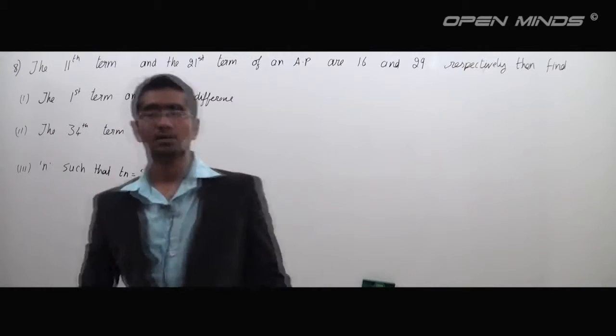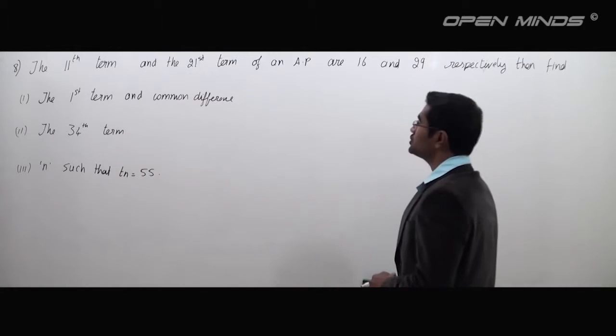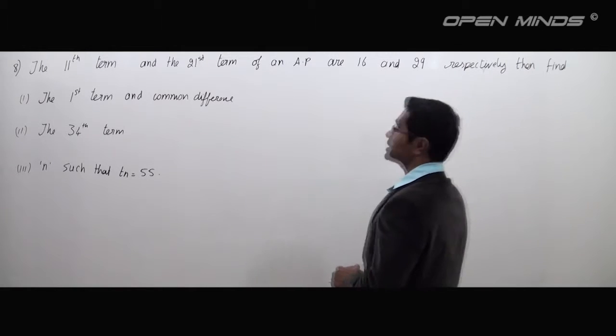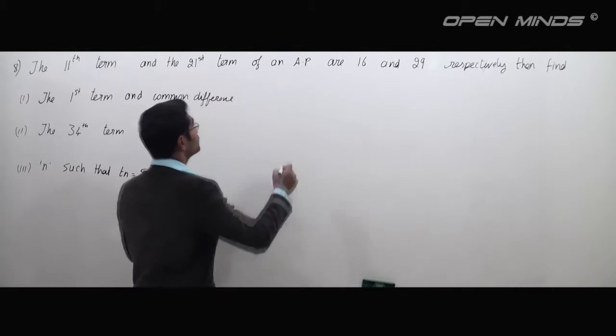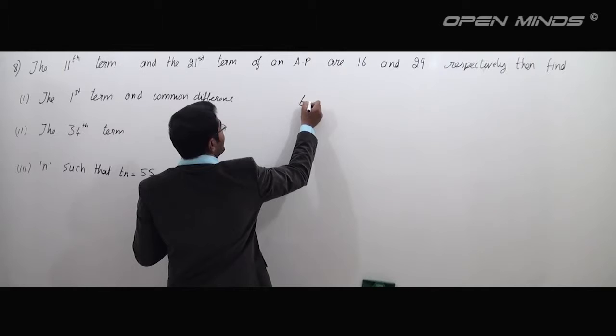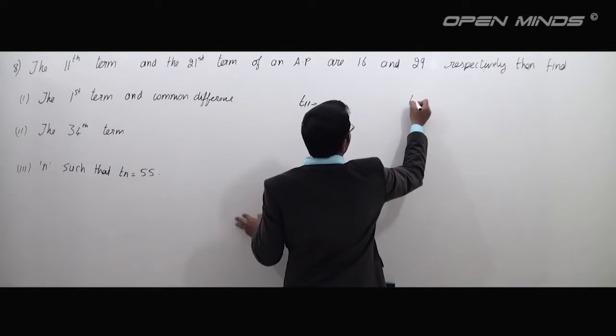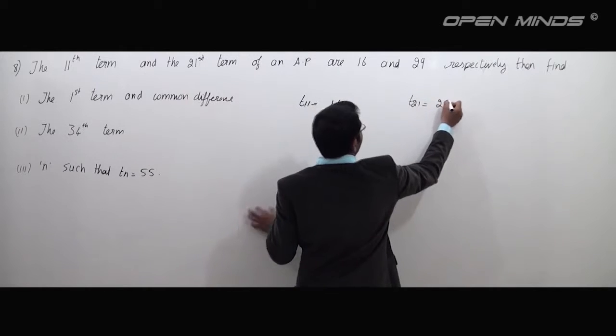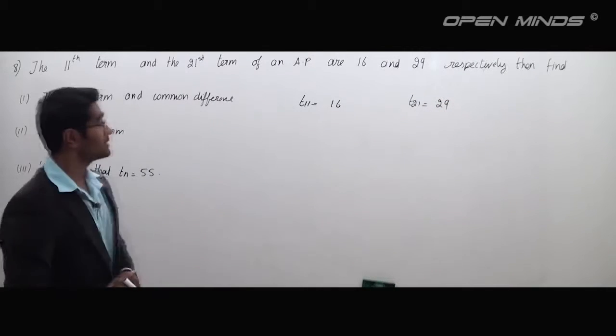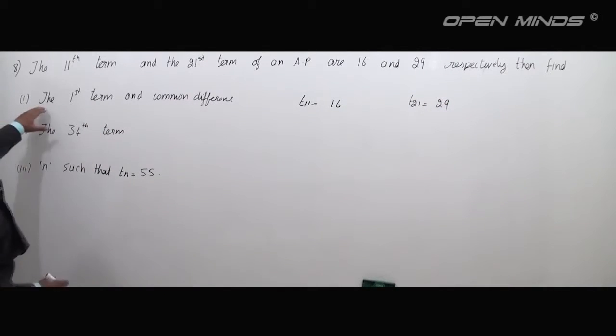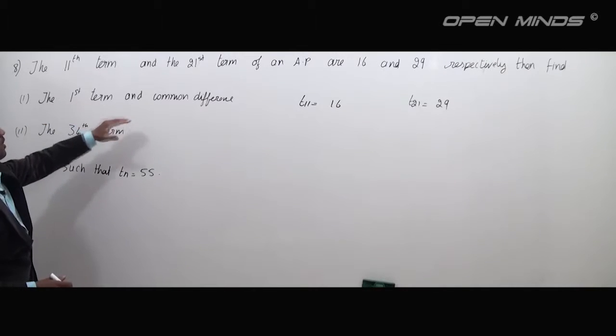Okay, let's work the last question here. It says that the 11th term and the 21st term of an AP are given to you. Let's write what's given to us. The 11th term, that is T11, is given as 16 and T21 is given as 29. That's what we know. Then the first question is to find the first term and the common difference.